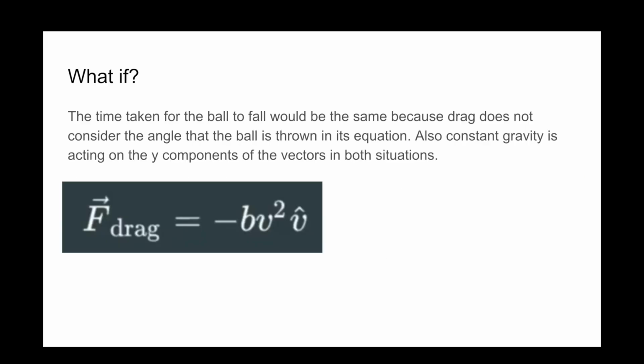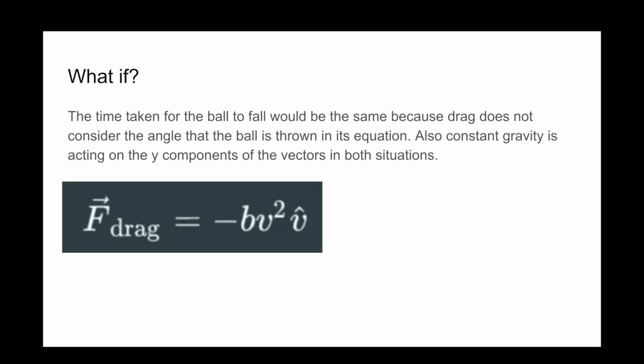For the what if question, if the ball was thrown in a vertical up and down trajectory, the time taken for the ball to fall would be the same because drag does not consider the angle that the ball is thrown in its equation. So if it was thrown at any angle versus just a straight 90-degree angle, that doesn't matter in the final equation for the forces, so the time would be the same because it would have the same calculations.